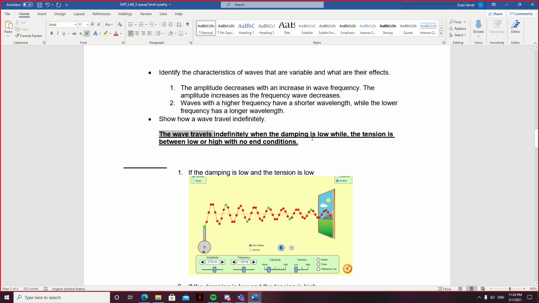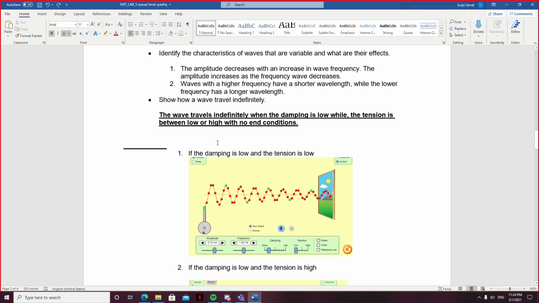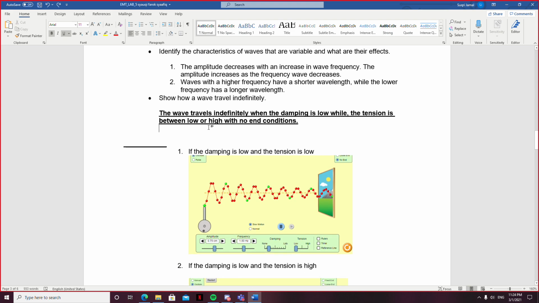So, for the first example that we got, it shows how a wave travels indefinitely. The wave travels indefinitely when the damping is low while the tension is either low or high, with no end condition.